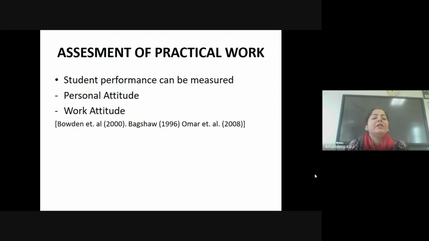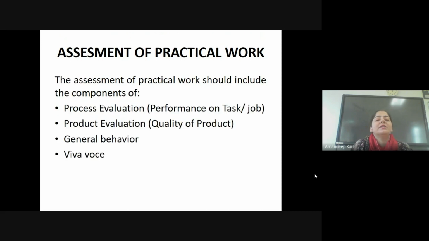Second is the work attitude. When it comes to the development of work attitude among students, give them chances to practice, practice, and practice. Work attitude can be developed if the teacher is not providing ready-made products to the student, but is creating opportunity where the student can design and develop the course content. So when the students are practicing that information, the working attitude is going to be developed.